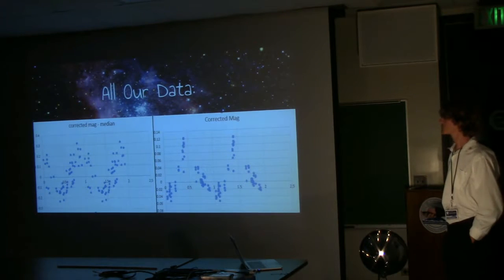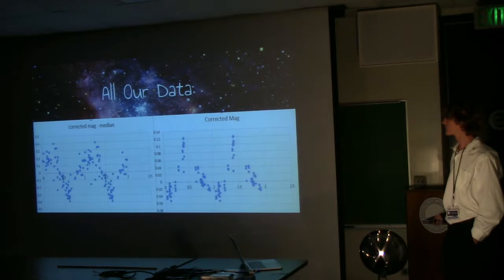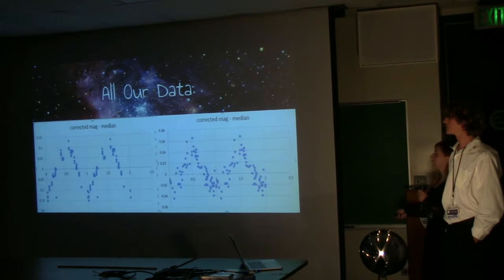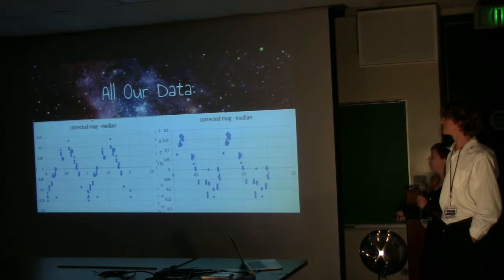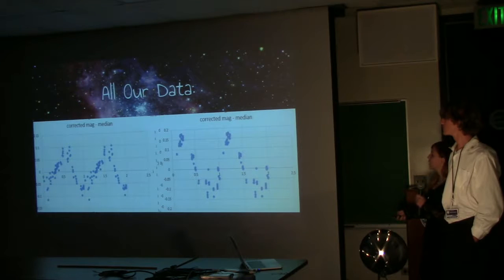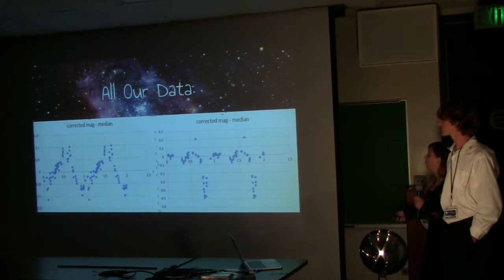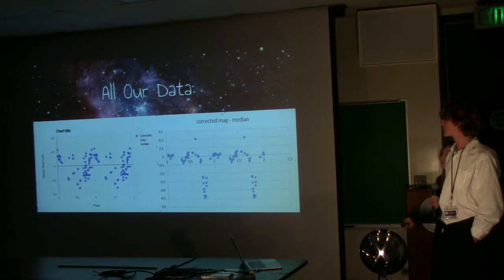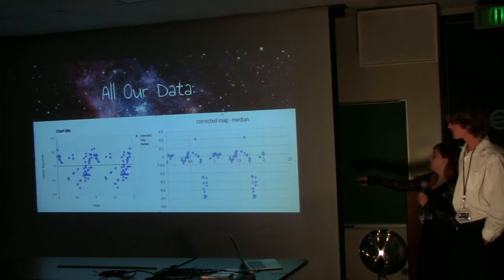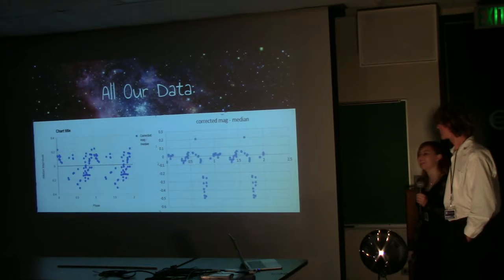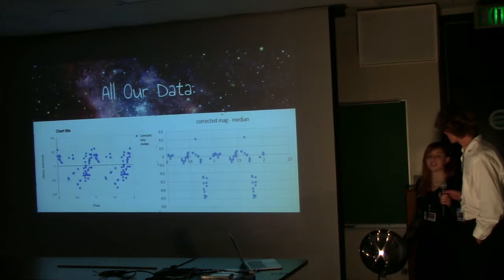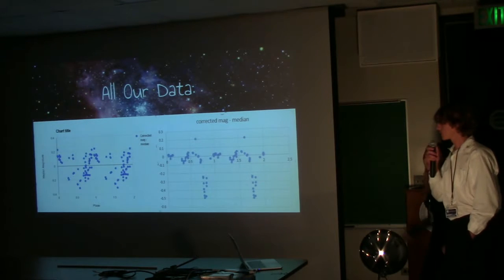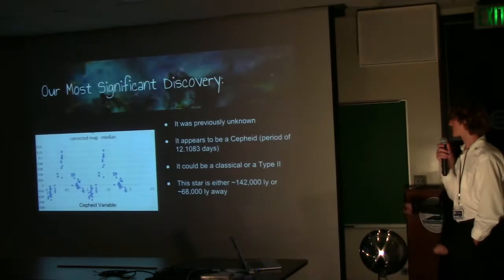So this is all of our data that we collected. We did a lot of variable stars, each light curve being more unique than the next one. And yeah, we made a lot of discoveries, about 7 of them. It's pretty cool.